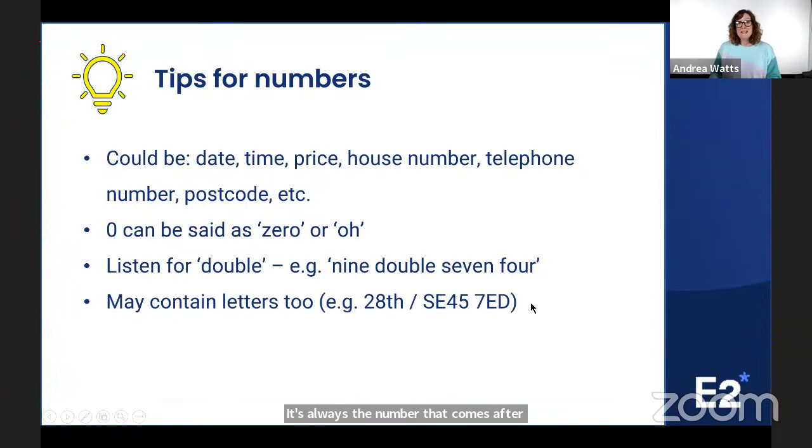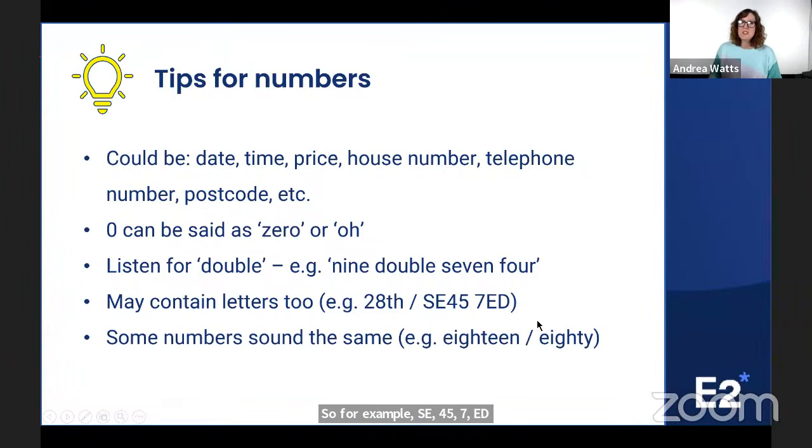Now, numbers may contain letters too. For example, if it's a date, you might have the 28th. If it's a postcode in the UK and in Canada and maybe in some other countries, postcodes are a mixture of letters and numbers. So, for example, SE45 7ED.